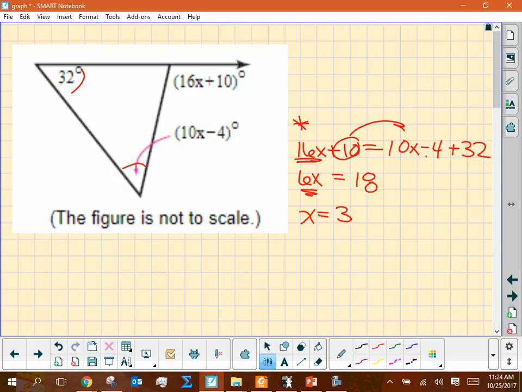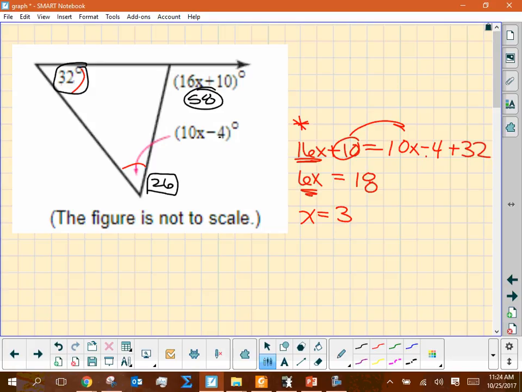Just verify things, okay? There should be a built-in check for this stuff. Plug in 3. I get 30 minus 4 is 26, right? Okay. Plug in 3 here. What's 16 times 3? 48 plus 10? 58. What's 58 compared to 26 and 32? Yeah, they're equal, right? The sum is equal to 58. So that is one approach.